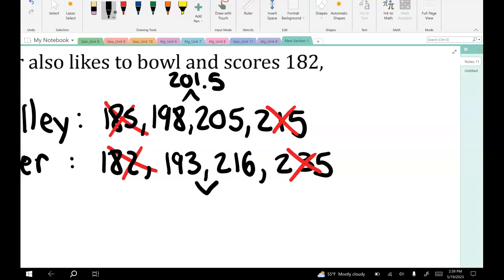And then 216 plus 193, we get 409 divided by 2. Would I not add correctly here? Why isn't this working? 193 plus 216, divide by 2. We get 204.5. It's the middle between those two.